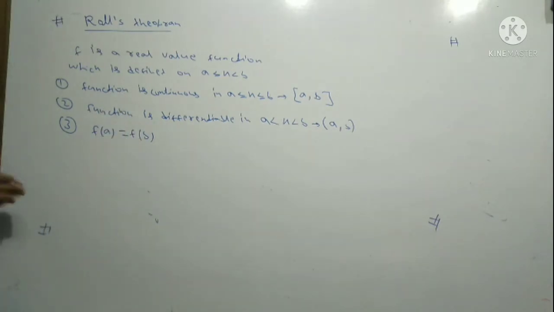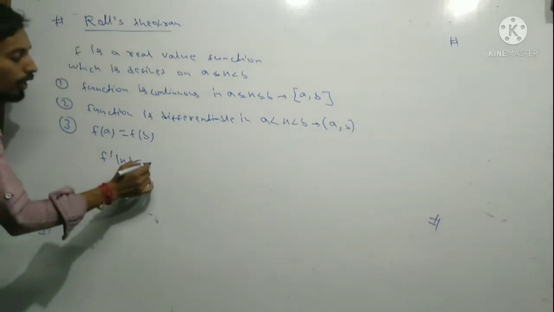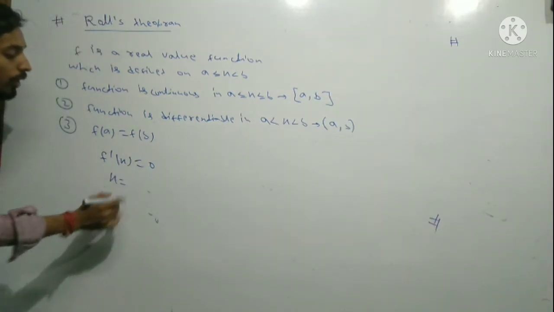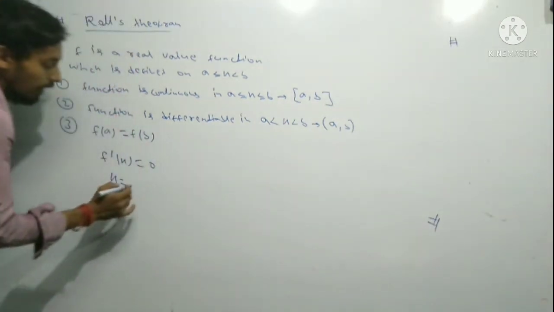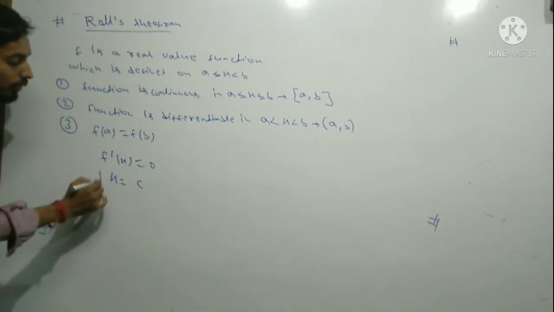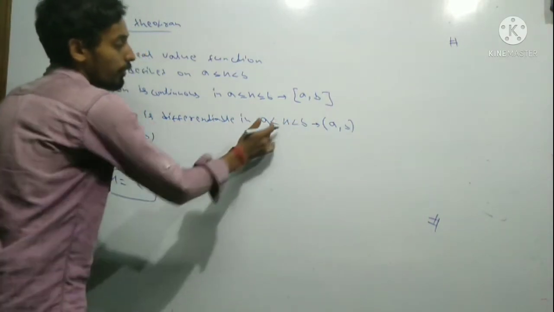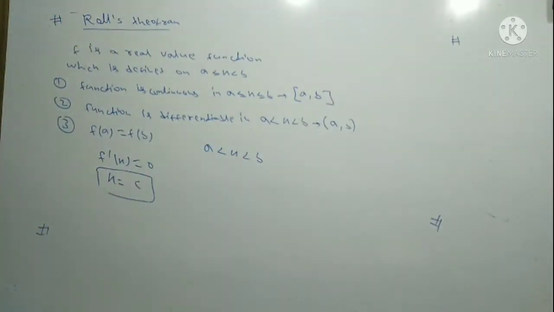If we assume those three conditions are satisfied, then the last conclusion is this. We consider f dash x equal to 0, and we get one value of x, where x equals c. What is the value of c? The value of c belongs to the open interval between a and b. So we understand Rolle's theorem.